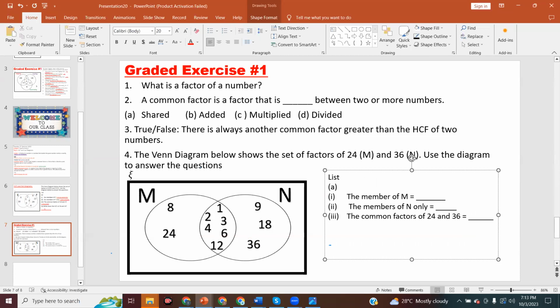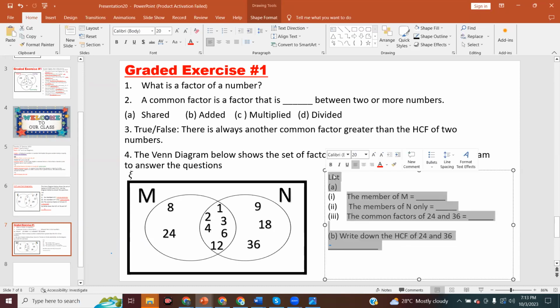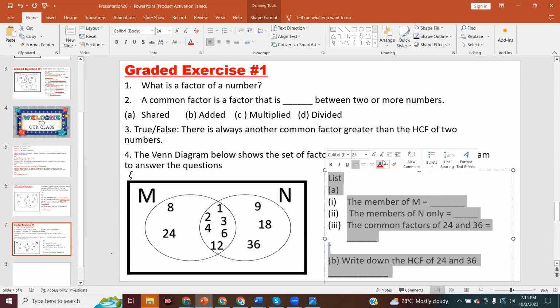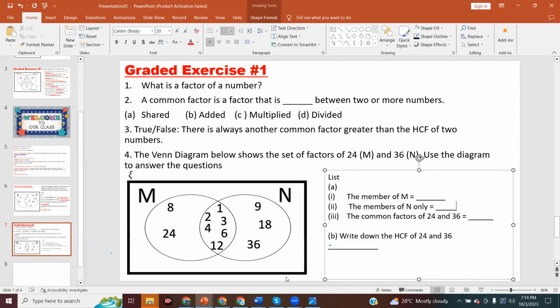And then for B, B is something else altogether. I want you to write down the HCF of 24 and 36. Again, write the HCF of 24 and 36. All right, those are your questions.